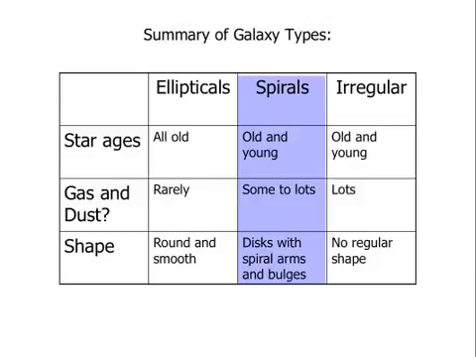Spiral galaxies, they have both old stars and young stars. They tend to have dust and gas, sometimes a little, sometimes a lot. And their shape, they're these disks, frisbee shapes with spiral arms and often with bulges. And finally, the third major type of galaxies, these irregulars, they have both old and young stars. They usually have lots of dust and gas, but they don't have any regular shape. They're sort of amorphous, blobby type galaxies.